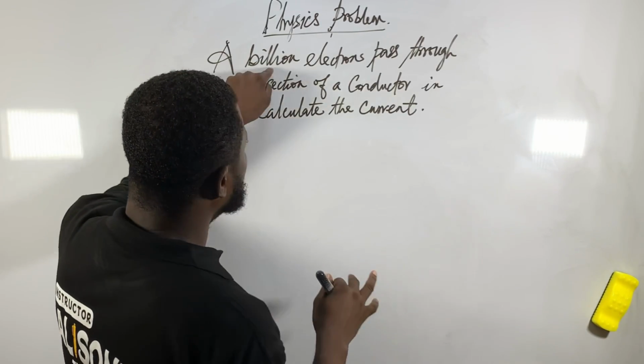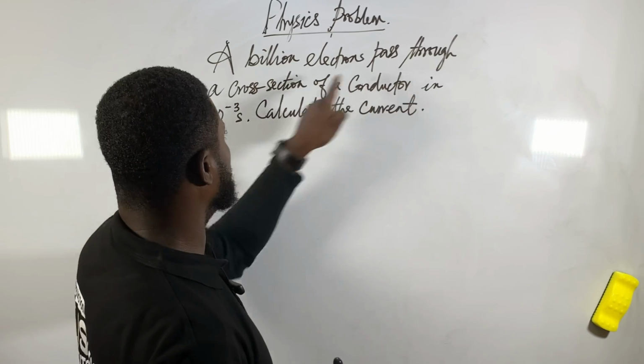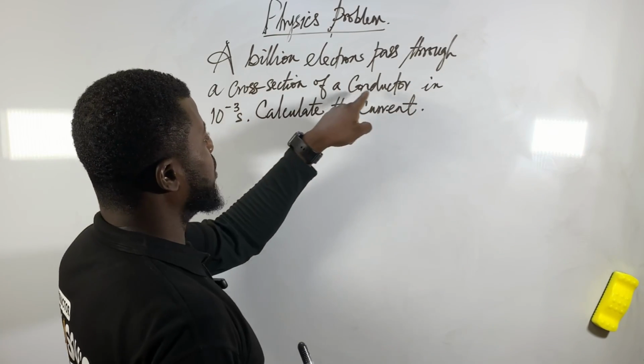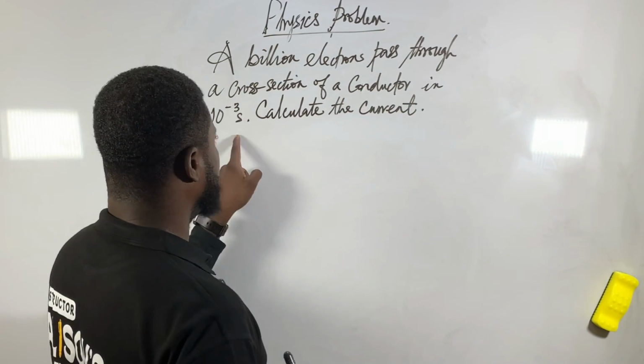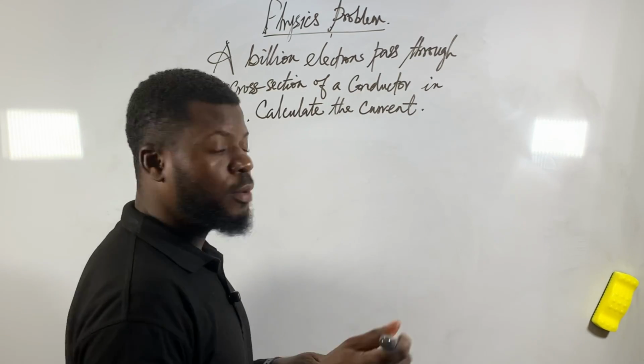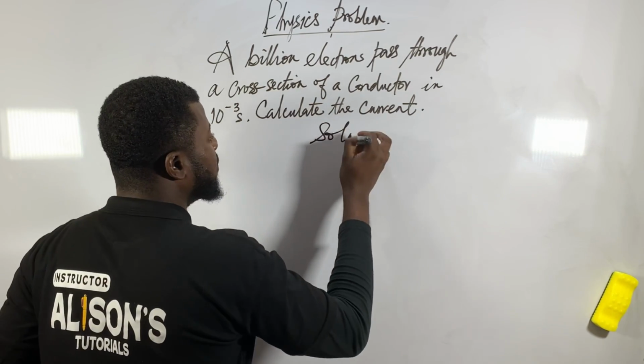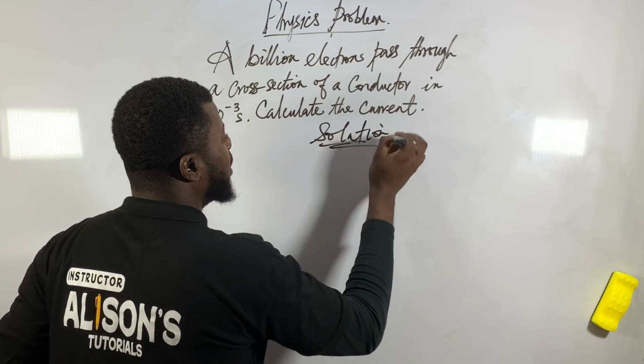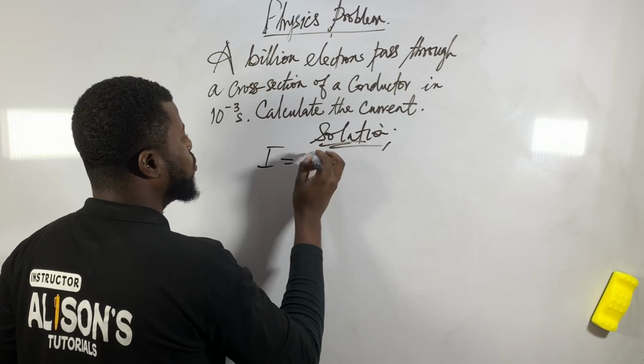They say a billion electrons pass through a cross section of a conductor in 10 to the power of -3 seconds. Calculate the current. Now, you don't just wait; they say you should find that current. Bring the parameters out, they are very important. Current equals question mark.